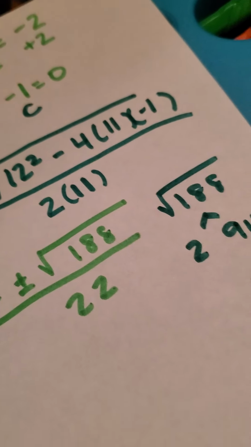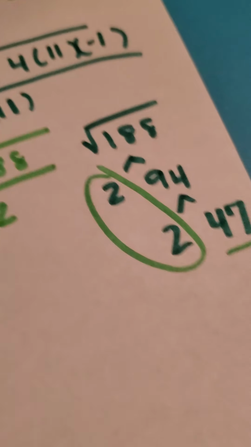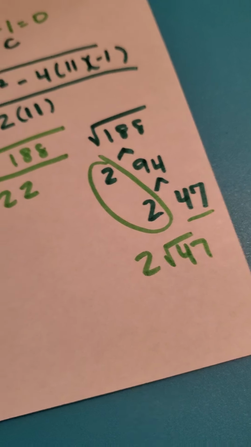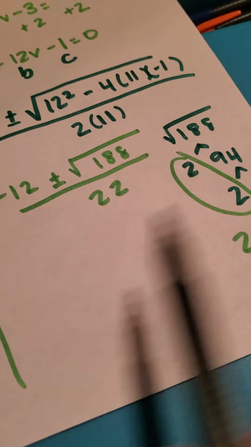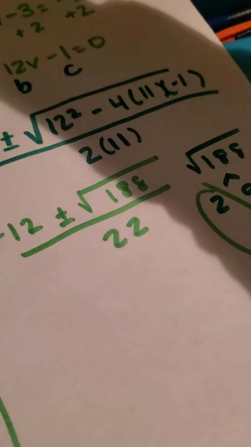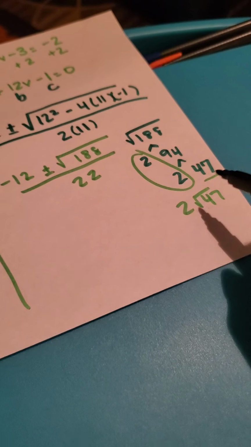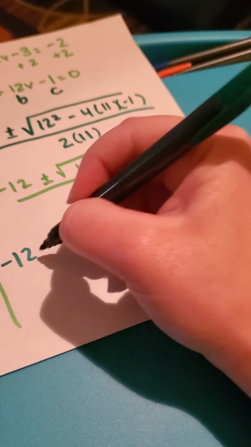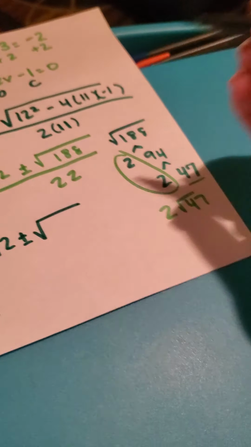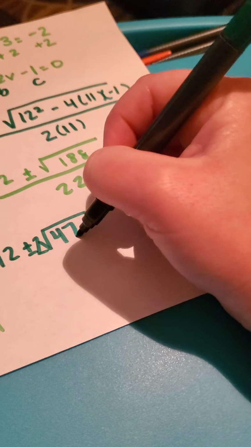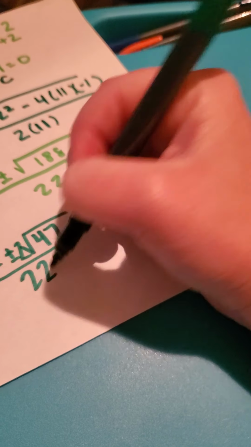So I have a pair of 2's. And I have the 47 left over. So that would be 2 on the outside. And then 47 on the inside. That's what that's going to look like. So I'm going to rewrite this answer to replace the square root of 188 with 2 radical 47. So -12 plus or minus 2 square root 47 all over 22.